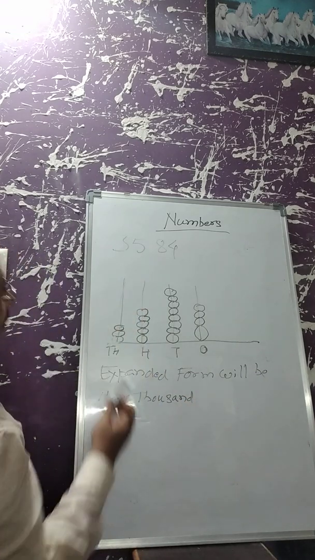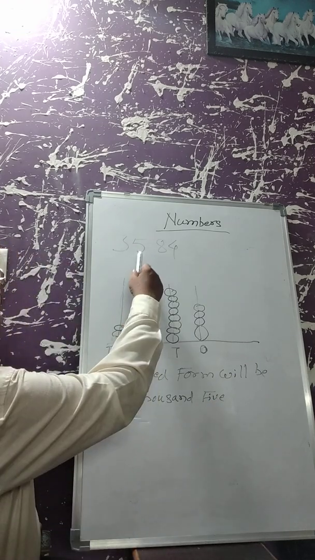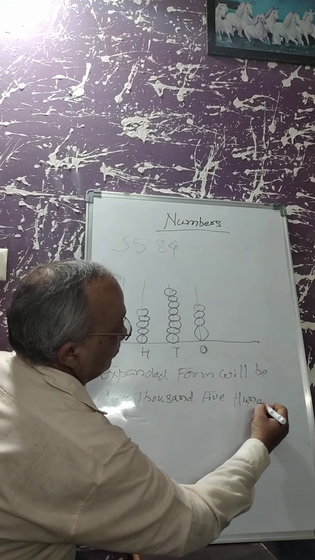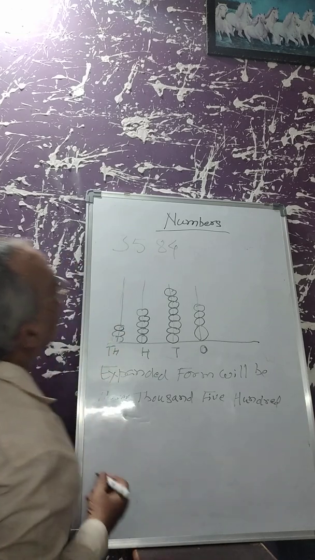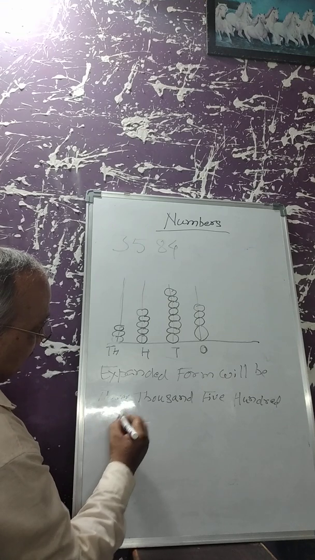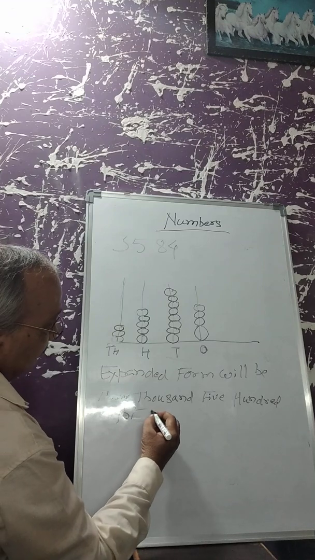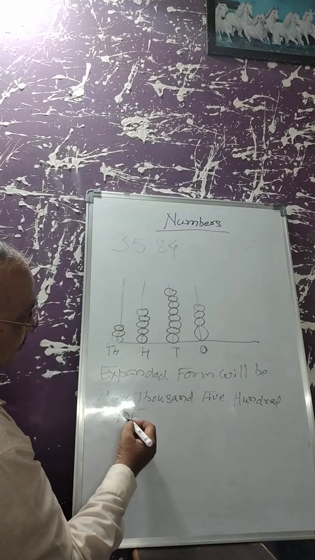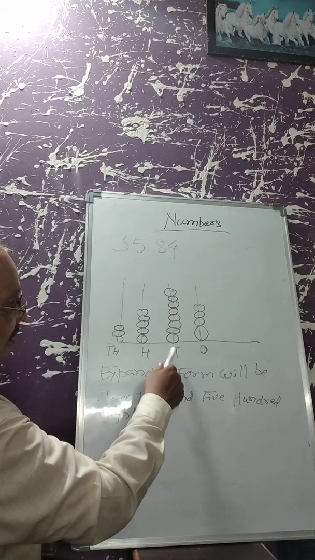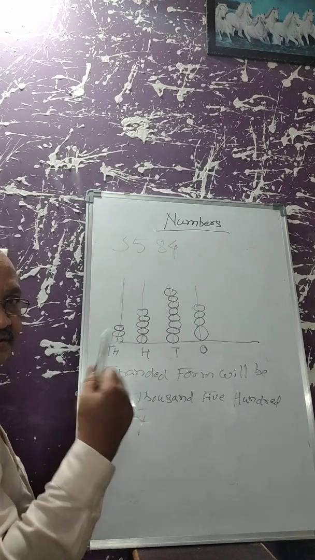Now the next one is 5, so write 5, and it is at the place of 100, so write 100. Now the next figure is 8, so write 8, and it is at the place of 10, so write 10, means 8 tens, which makes 80. Okay, 8 tens will be 80 because 8 tens are 80.